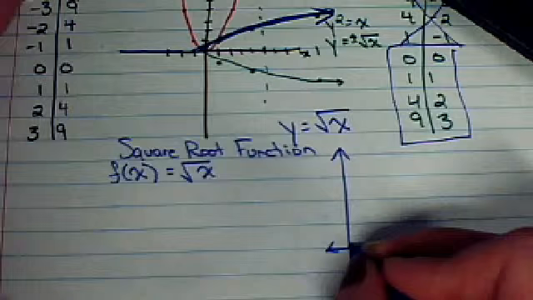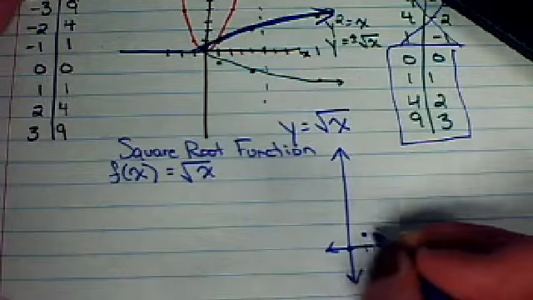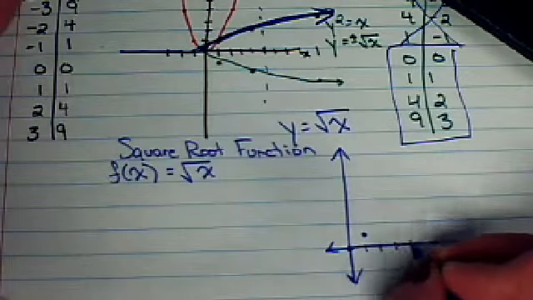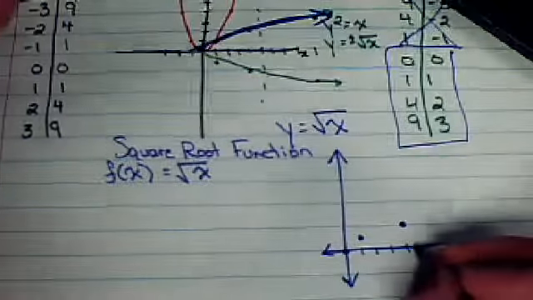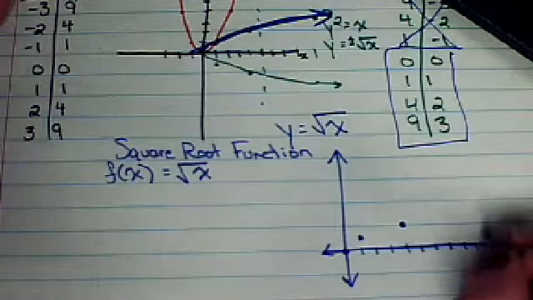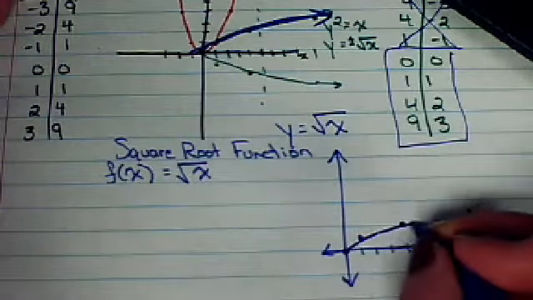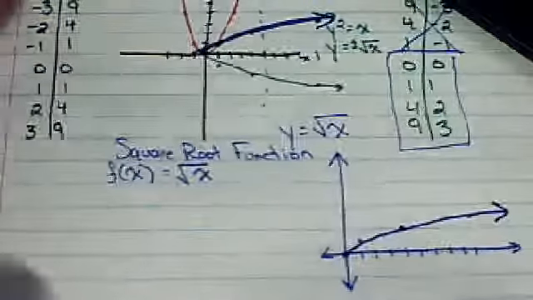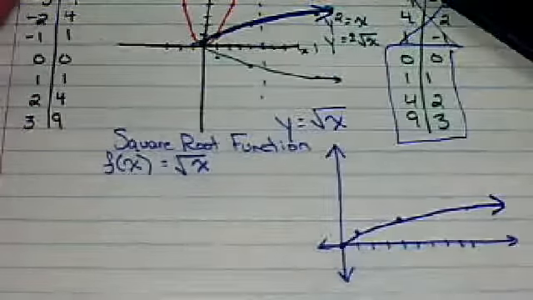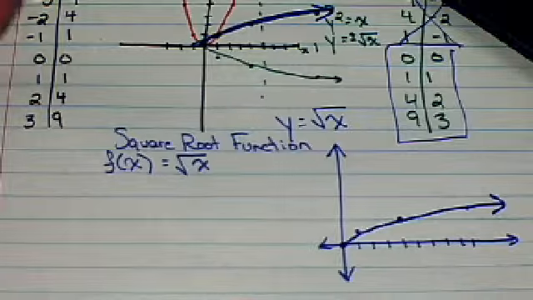When x is 0, y is 0. When x is 1, y is 1. When x is 4, we get 2. When x is 9, we get 3, and so forth. We're only looking at that portion. This is the square root function.